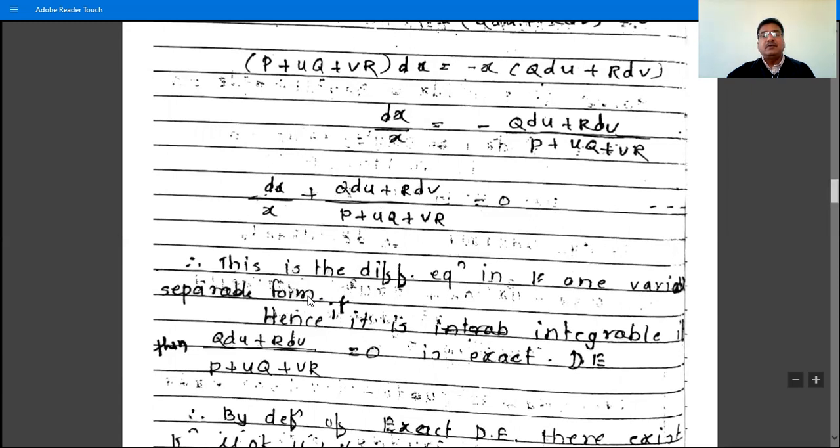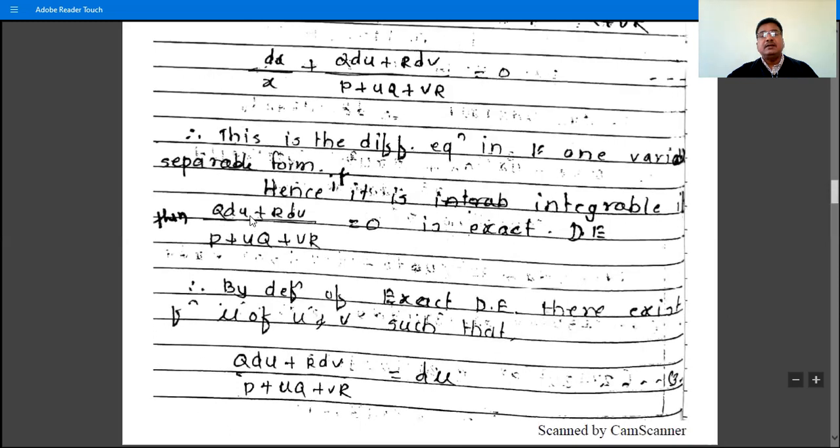And what is the method to solve this one variable separable form? In the previous topic, the method is already covered, that when the Pfaffian differential equation is one variable separable, then separate that variable and integrate, and we have the solution, and use the tricks given in the chart. So hence, if it is integrable, then (q du plus r dv) divided by (p plus uq plus vr) is equal to 0 is an exact differential equation.